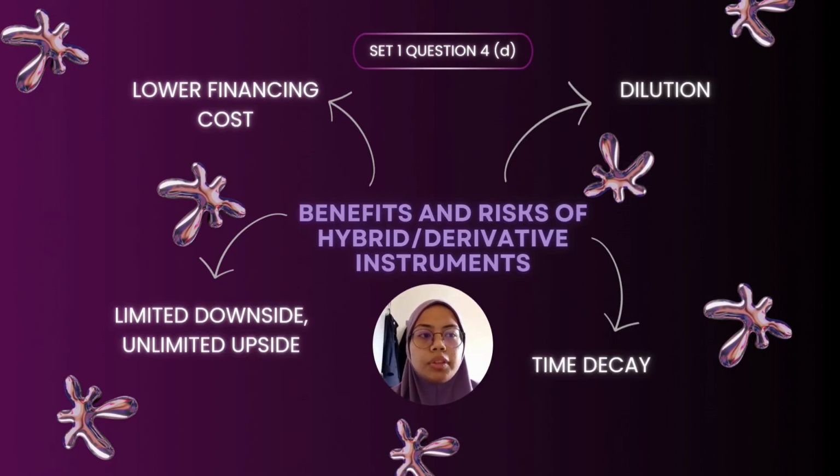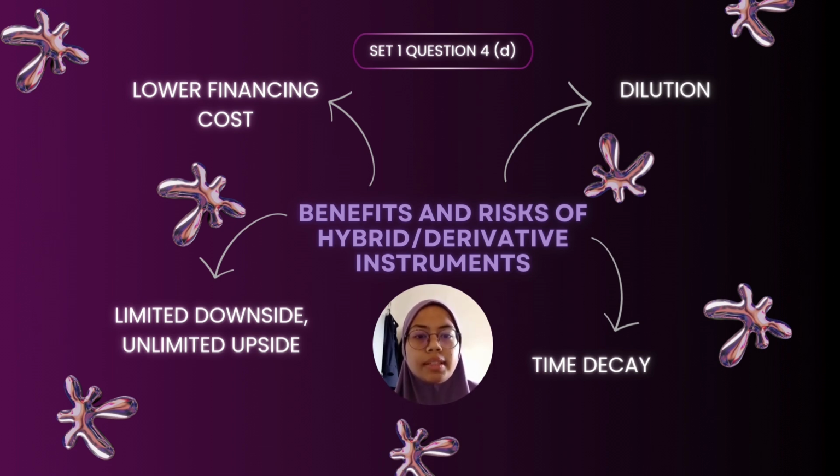Okay, next I will continue with question 4D. Basically, what are the benefits and also risks of a hybrid or derivative instrument for both sides, for the issuer and also for the investor? Starting from the benefits, for the issuer, Emerald Berhad, it can lower financing costs because convertible bonds usually carry a lower interest rate. In this question, it gives only 4%, lower than regular bonds, because the conversion feature is valuable to the investor.